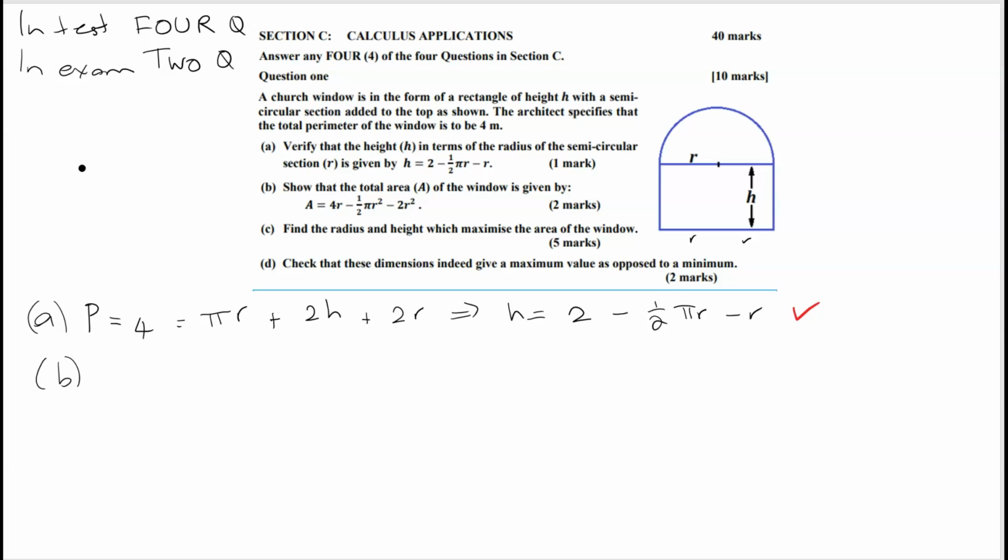Part B. Now B, you're asked to find the area. Now you know that the area of a circle is going to be pi r squared, but it's half that because it's a semicircle. And the area of that rectangle is going to be 2rh. And if we now put in what we know to be h, that would be 2r times 2 minus a half pi r minus r. And then the next term is fine because it's only in terms of r.